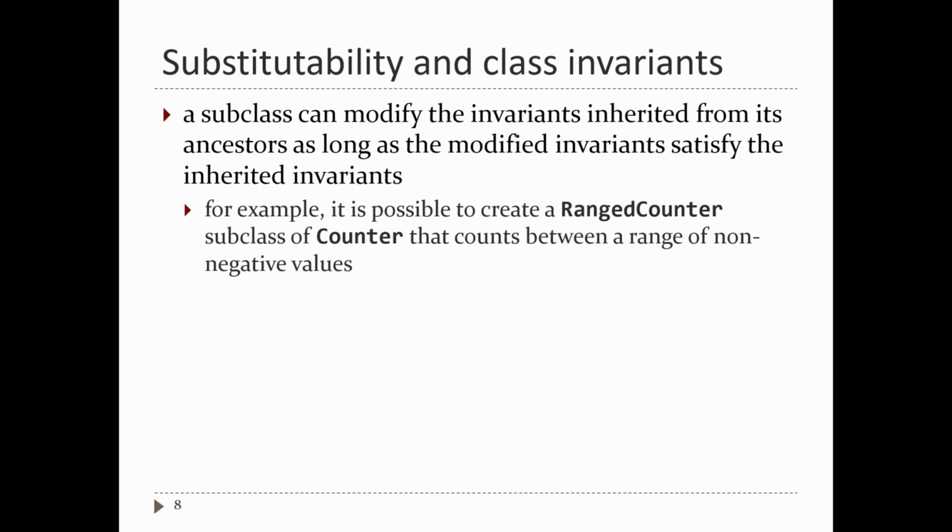So for example, you can make a RangeCounter that, instead of counting between 0 and integer max value, counts between some range of non-negative values, say between 5 and 10. That still satisfies the invariant of the superclass. The invariant for Counter says the value must not be negative. Well, a range counter is always between 5 and 10, so that invariant is satisfied. RangeCounter adds its own invariant: the value of the counter is always between some minimum and maximum value. That's fine, as long as the subclass still respects the superclass invariant.